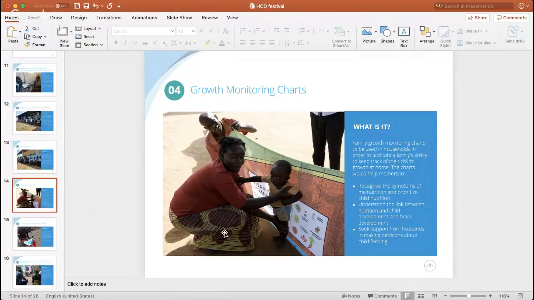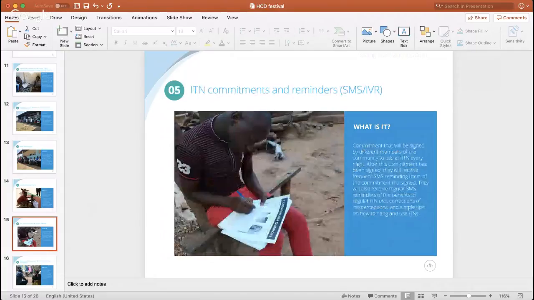This fifth prototype was related to the ITN use in Zambia, and we wanted to create some commitments and reminders through SMS and IVR. So we had a bit of a challenge here, not because of the idea as such, but when we were testing this idea, we understood that some of the distribution of the ITN were challenges for this idea. So we had five adolescents signing in to receive the commitment, to receive the reminder by SMS.